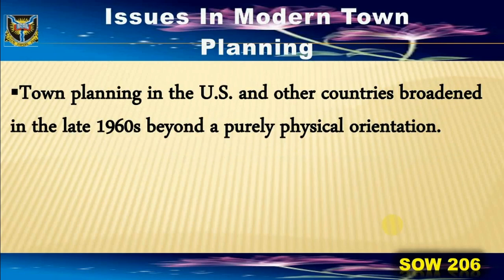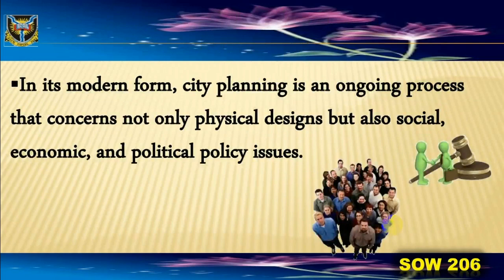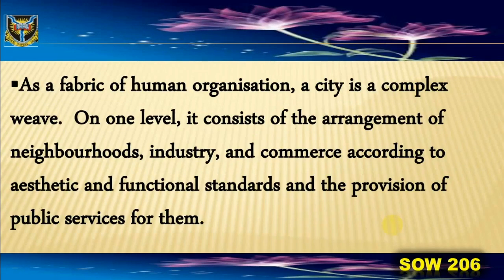Issues in modern town planning. Town planning in the US and other countries broadened in the late 1960s beyond a purely physical orientation. In its modern form, city planning is an ongoing process that concerns not only physical designs but also social, economic, and political policy issues. As the fabric of human organization, a city is a complex weave. On one level, it consists of the arrangement of neighborhoods, industry, and commerce according to aesthetic and functional standards and the provision of public services for them.